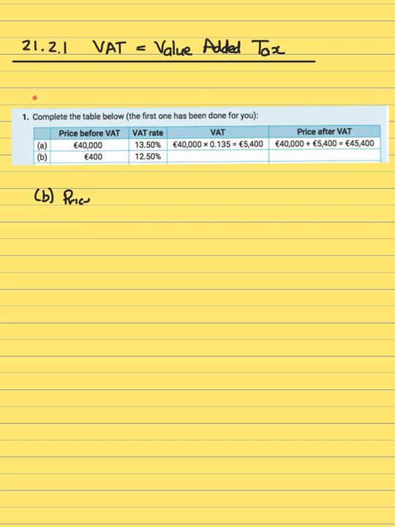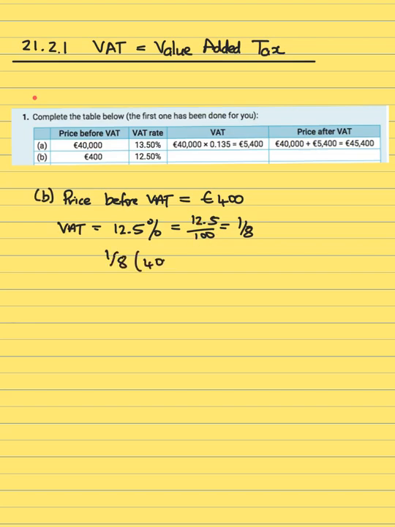We're going to look at the B part here, where we're told the price before VAT is €400. The rate of VAT is 12.5%. That means it's 12.5% of the €400. So 12.5% or 12.5 over 100 becomes 1/8. So we get 12.5% or 1/8 of the €400, and 1/8 of €400 is the €50. That's the amount of VAT we're going to pay.